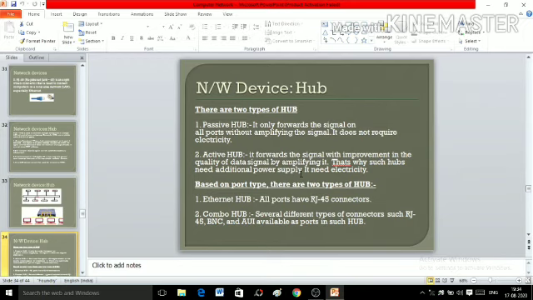Ethernet hub, in which all the ports have only RJ45 connector. Combo hub, where several different types of connectors like RJ45, BNC and AUI are available as ports in the hub.